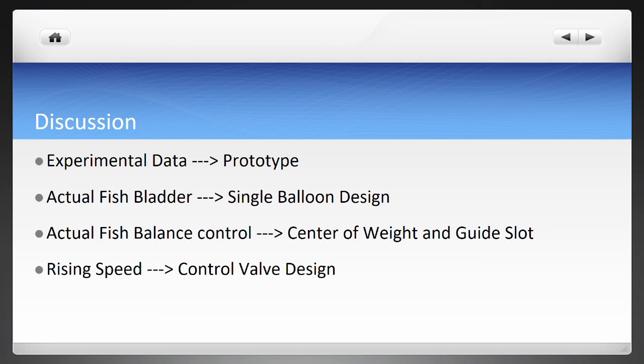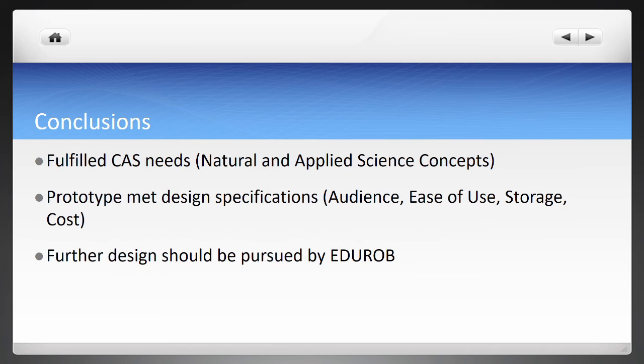Overall, the prototype was designed successfully to address the major functionalities. The prototype designed by the team meets the Center for Aquatic Sciences' needs for a model that emulates animal behavior on command while also incorporating variable user inputs and outputs.